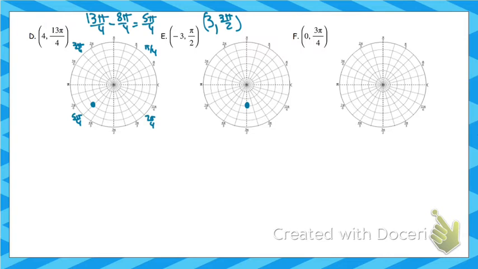All right, let's go to the next one. 0, 3 pi over 4. So the angle 3 pi over 4 would be over here. But if I'm going 0 rings out, it's just going to be here at the middle. And if you think about it, it doesn't matter what the angle is. If the r is 0, it could be any angle you want. Your point is still going to be plotted in the same place. If r is 0, it's plotted at the pole.